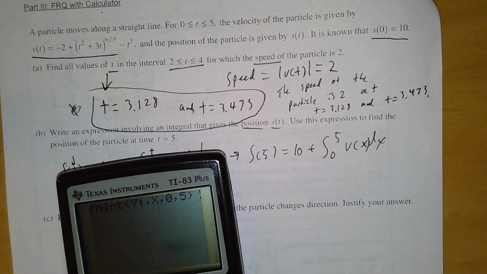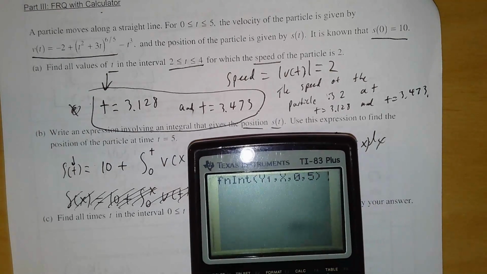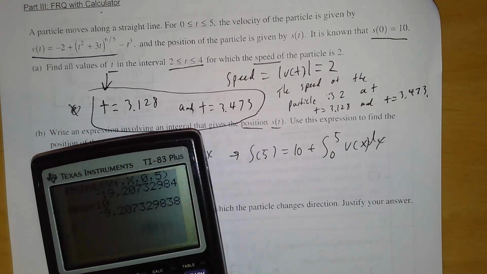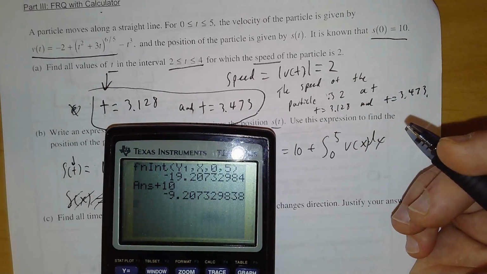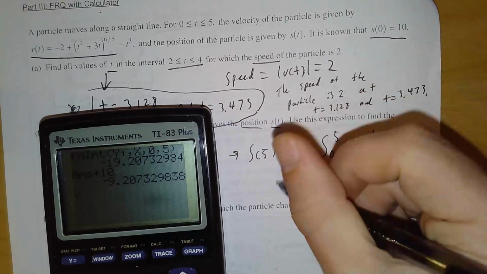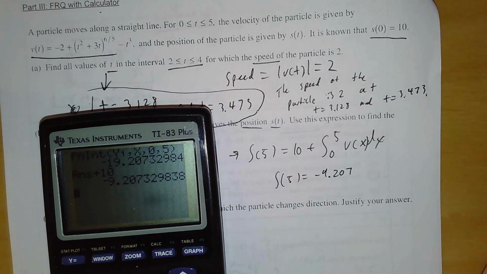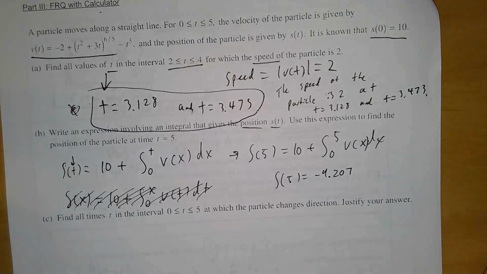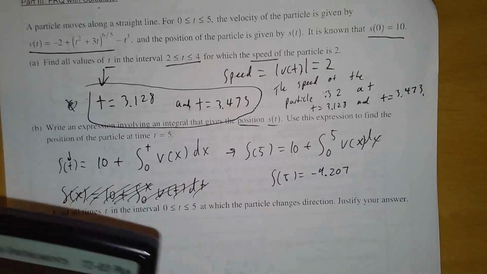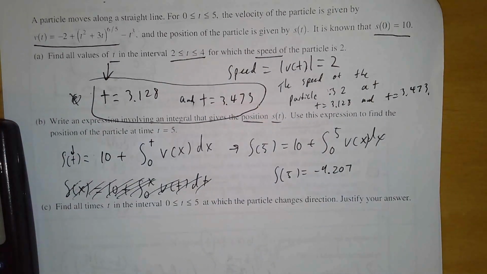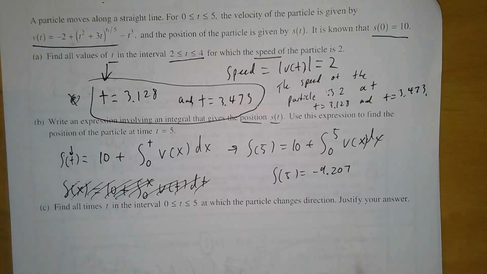Let's see what it is. Taking its sweet time. Negative 19.207. We're going to add the 10. So this together is negative 9.207. So s of 5 equals negative 9.207. And that's it. Okay. So I think a common mistake that students could make here is that they could do the copy and paste thing, but they would forget to take off the absolute value. Remember, because it's v of x or v of t, it's not the absolute value anymore.